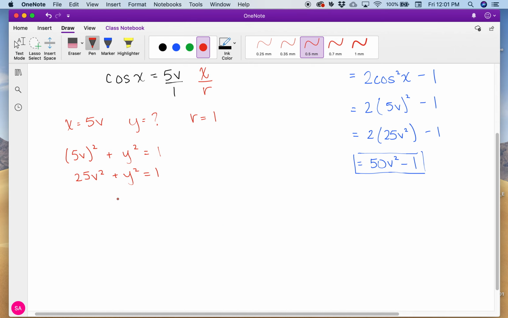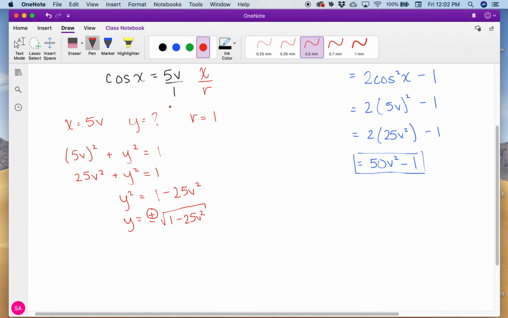Solving for y squared, we get y squared is equal to 1 minus 25v squared. Then we got to get y by itself. So we take that square root. We get plus or minus square root of 1 minus 25v squared. Woohoo! Once again, we're going to only be working with that positive one because with these variables, we're living in that first quadrant.